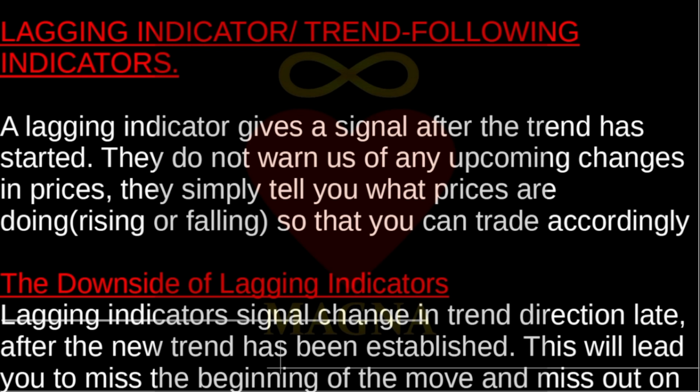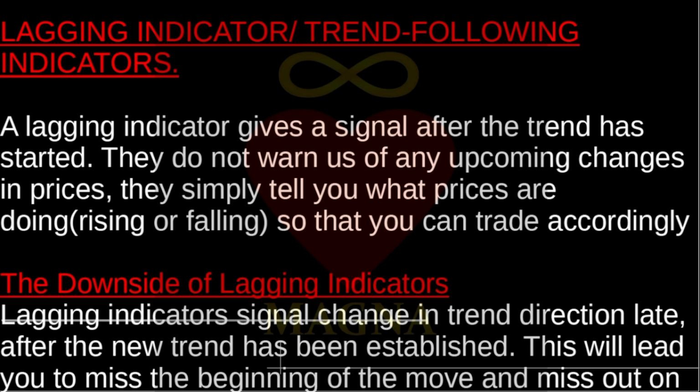We come to lagging indicators or trend following indicators. A lagging indicator gives a signal after the trend has started. They do not warn us of any upcoming changes in prices. They simply tell you what prices are doing, either rising or falling, so that you can trade accordingly.